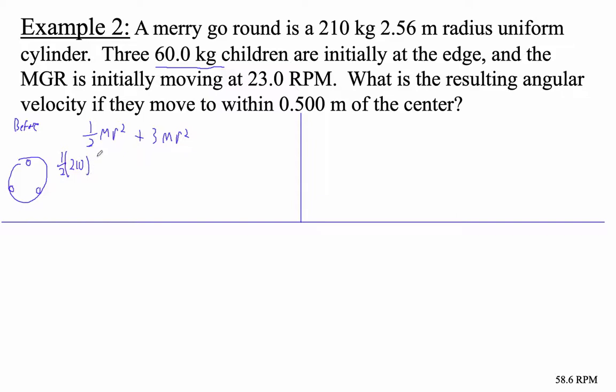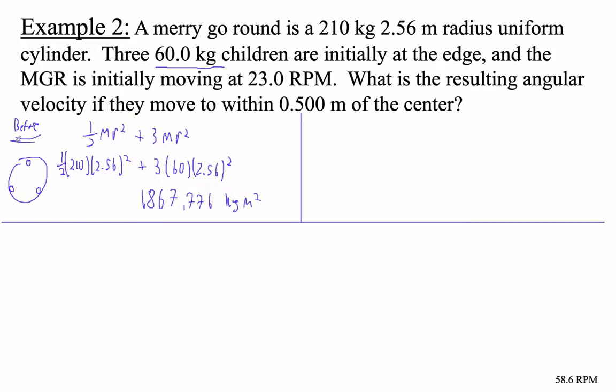Okay, so that's going to be 1/2 of 210, which is the mass of the merry-go-round, times 2.56 squared, plus 3 kids, 3 times 60 kilogram kids, each of them right at the edge. They're exactly on the edge. Come on, it's a physics problem. So what is that? 0.5 times 210 times 2.56 squared plus 3 times 60 times 2.56 squared is 1867.776 approximately kilogram meters squared.